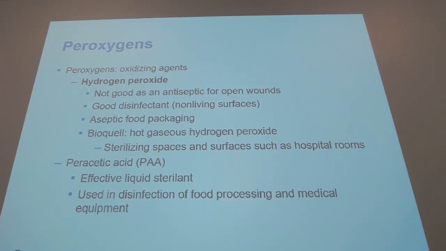And then peroxygens. Peroxygens are oxidizing agents like hydrogen peroxide. Hydrogen peroxide is not good as an antiseptic for open wounds, but it's a good disinfectant on non-living surfaces. However, still it's better than something else, like alcohol. And it can be used as an aseptic for food packaging.